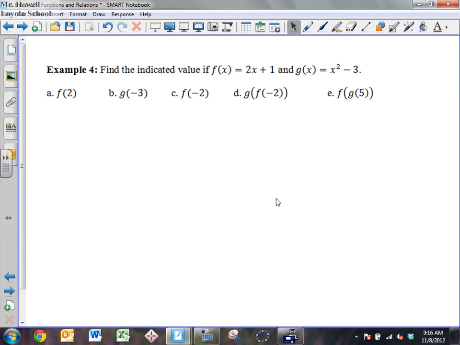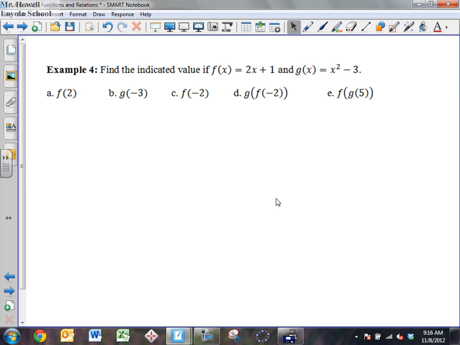So, for this example here, we're defining a function, f of x equaling 2x plus 1, and g of x equaling x squared minus 3. And what we're asked to do is find the value of this function at a certain location. Have you seen this before, at least part A, something like that? Show my hands if you've seen it.